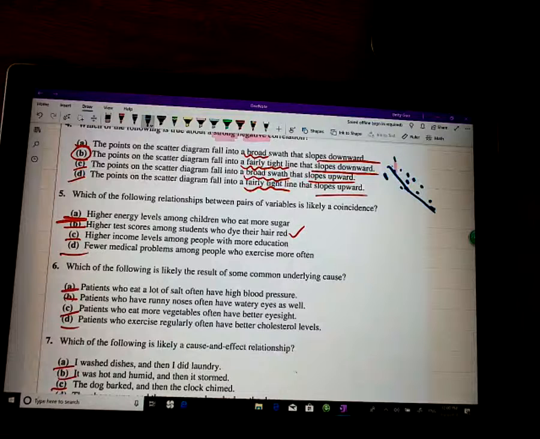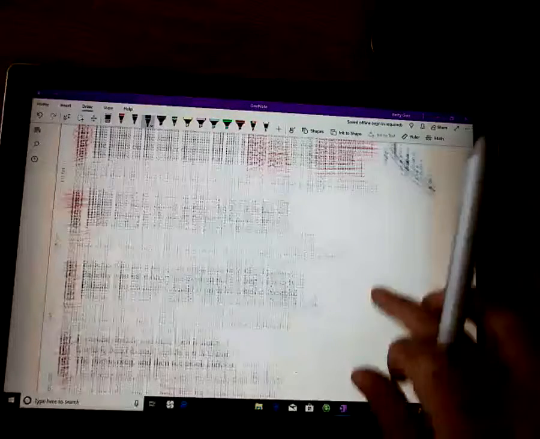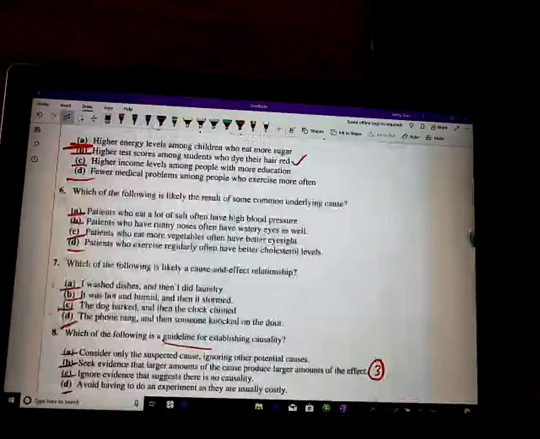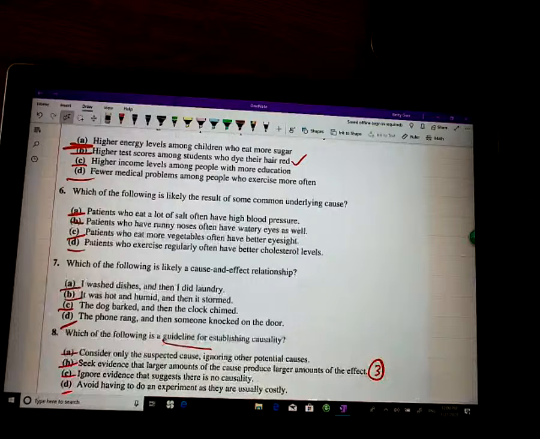Number 6, which of the following is likely the result of some common underlying cause? Again, we have learned three possible explanations for correlation. This is the second case: both variables are the result of a common underlying cause. A. Patients who eat a lot of salt often have high blood pressure. I would say eating too much salt would give you higher blood pressure, so one causes the other.